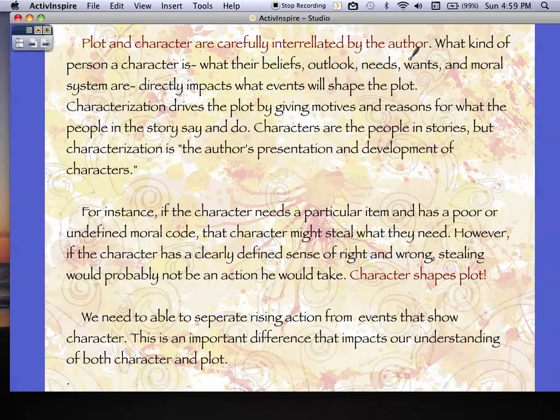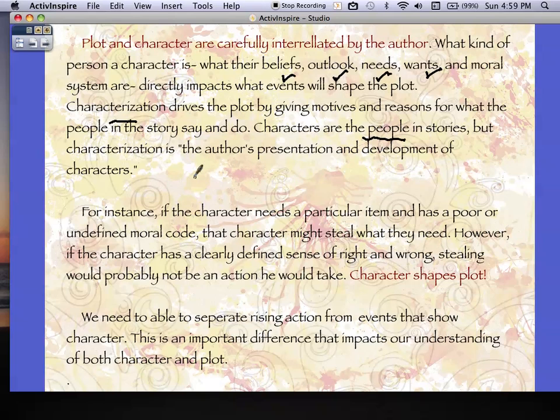Plot and character are interrelated by the author. What kind of a person the character is, what they believe, how they look at life, what they need, what they want, how they think of things as right and wrong, that's going to directly impact what events will shape the plot. What the character is like drives what they will do by giving us motive and reason. Okay? Characters are people in the story.